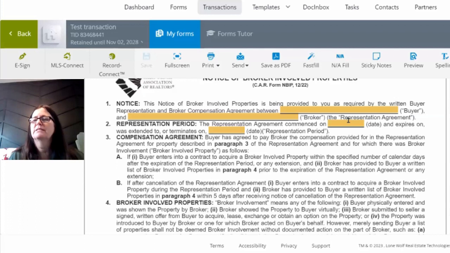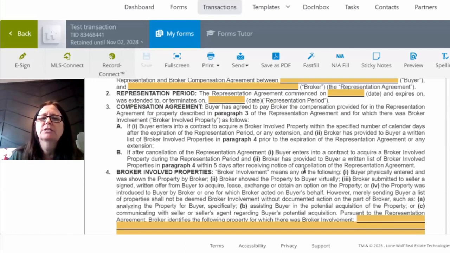So when did that BRBC start? When did it end? And it talks about compensation. There's a couple different options, so let me just go through it real quick. This is saying the buyer has agreed to pay the broker the compensation provided in that BRBC agreement if the buyer enters into a contract to acquire a broker involved property within a certain number of calendar days after the expiration. And that was the line that we just talked about.